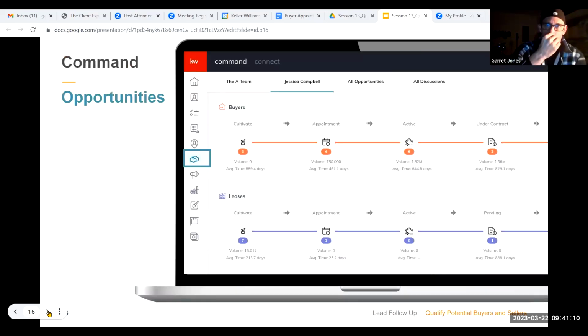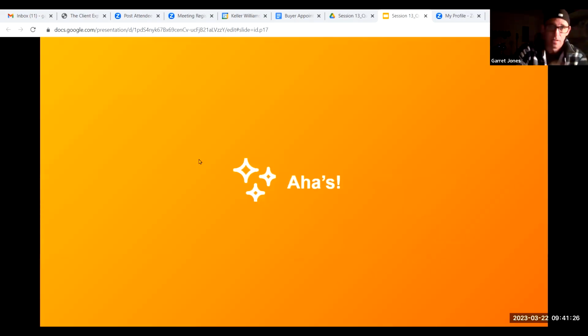Here's the command opportunities. This is how we get paid. If you're not familiar with it, please get with your tech trainer to understand how to move leads along through here, because this is how we stay in compliance. This is how you will get paid once you write offers. At this time, I'm going to stop the share here.